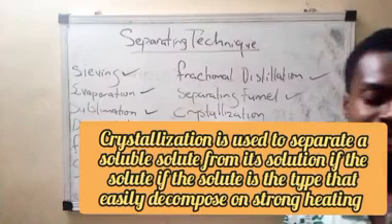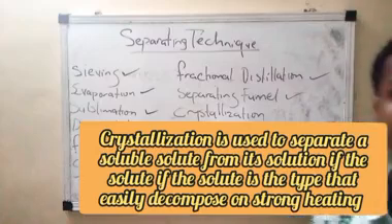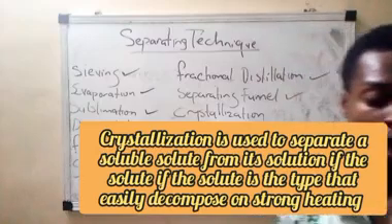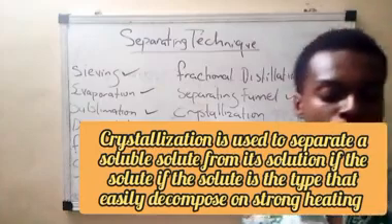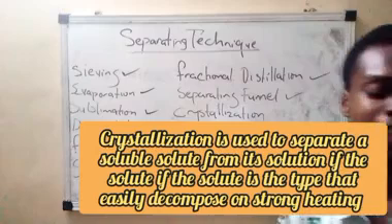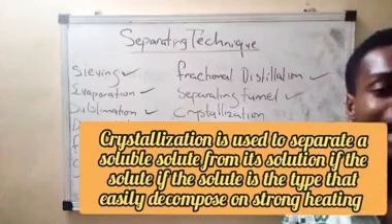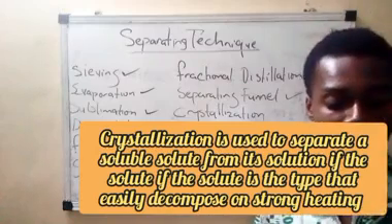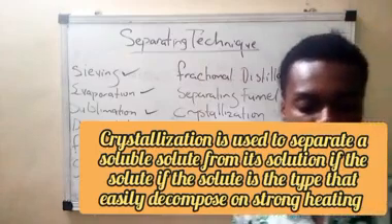If the solute is the type that easily decomposes on strong heat. So it is to separate a soluble solute from its solution, if the solute is the one that easily decomposes by strong heat. Are you getting me now?